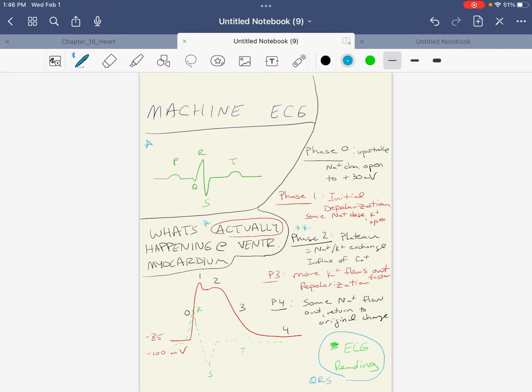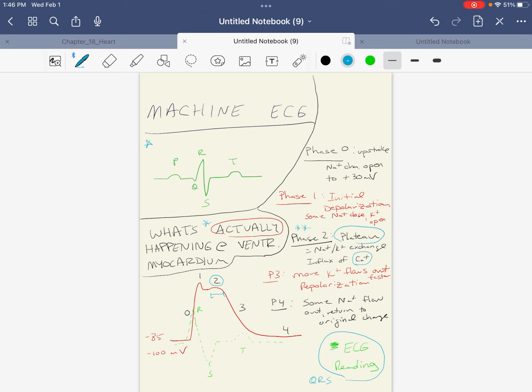Phase 2. And it's called a plateau. So we can see there's an extended period of time here where, because of the influx of calcium, we're able to maintain that depolarization. In other words, maintain the contraction. Didn't we say that myocardial muscle can stay contracted longer? It's because of calcium, and this plateau stays contracted for longer.